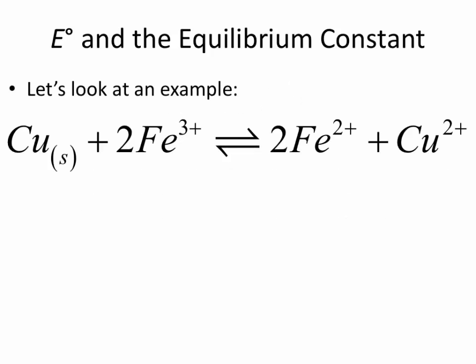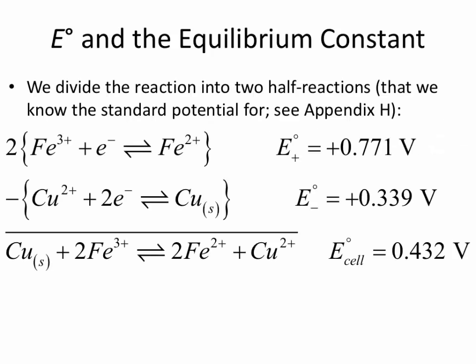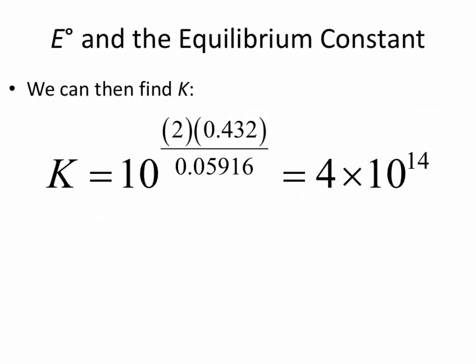So let's look at an example. If we have solid copper reacting with iron 3 to form iron 2 and copper 2, we can divide the reaction into two half reactions that we know the standard potential for. Again, see Appendix H for where I'm getting these values from. For our overall reaction, we have an E cell naught of 0.432 volts. We can then find K by plugging in our 0.432 volts and our 2 electrons transferred, that was our n value. That gives us an equilibrium constant of 4 times 10 to the 14.